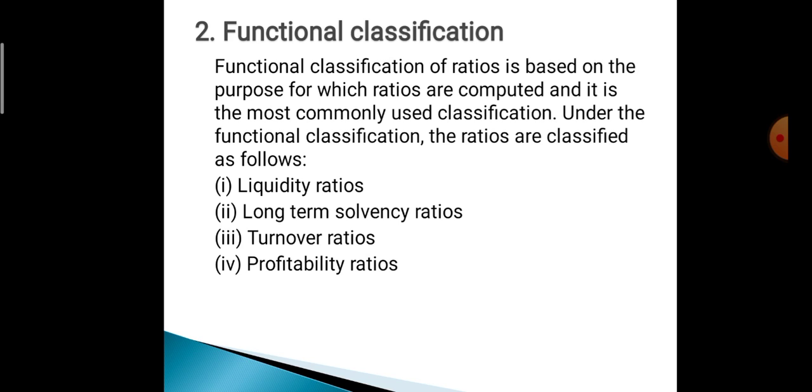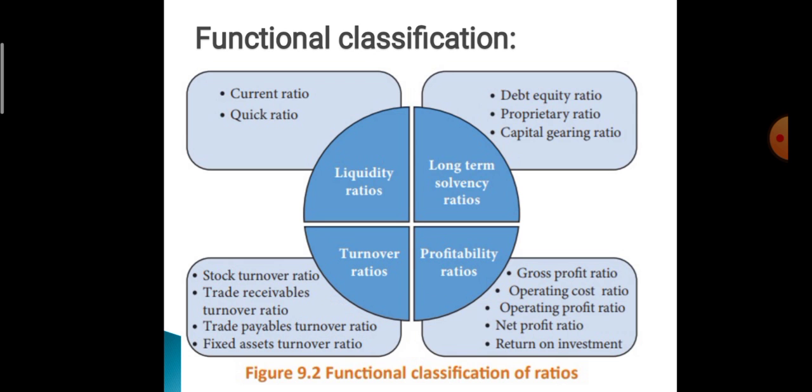Now coming to the graphical representation of functional ratios. Here functional ratios are classified into 4 groups, that is liquidity ratios, long term solvency ratios, turnover ratios and profitability ratios. Liquidity ratios have been classified into current ratios, or we can call them working capital ratios, and quick ratios. So current ratio is the ratio of current assets to current liabilities.